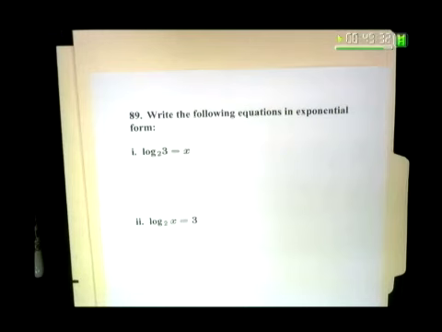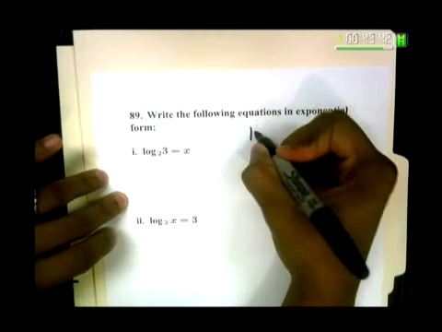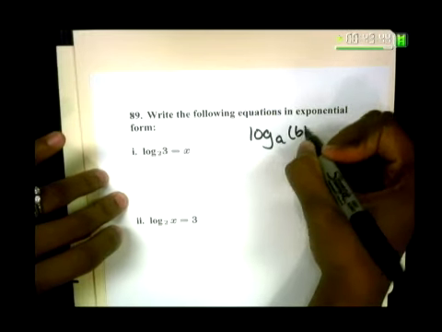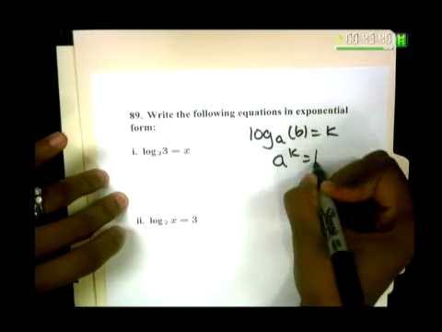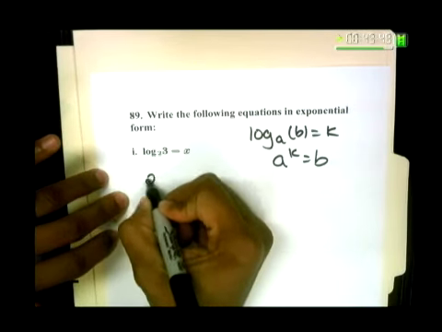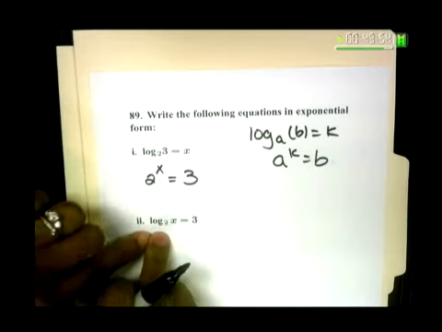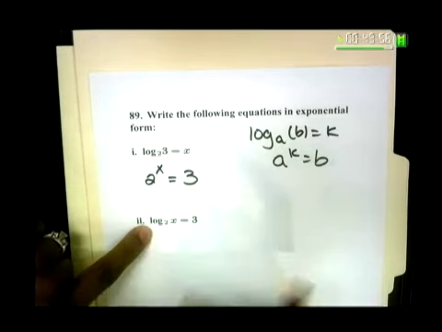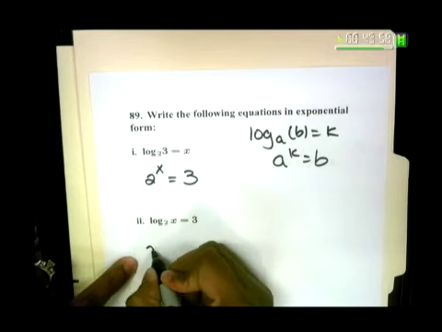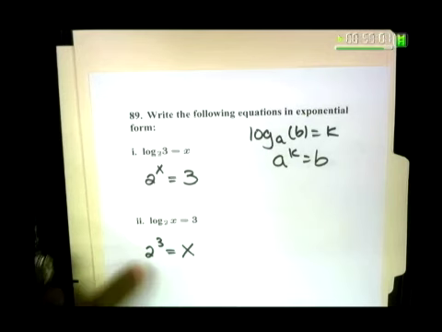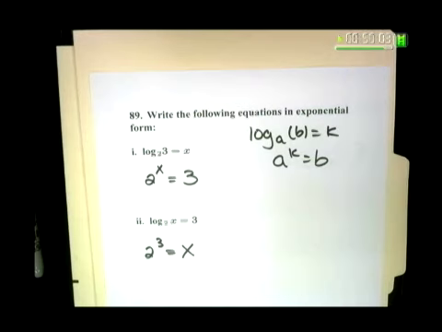Now we're going the other way. We have logs, and we want to know what the exponential form would look like. Using that same idea, log base a of b equals k is related to a to the k equals b. This one's a little funny. It's supposed to be log base 2 of x equals 3, so in this case it would be 2 to the 3 is equal to x.